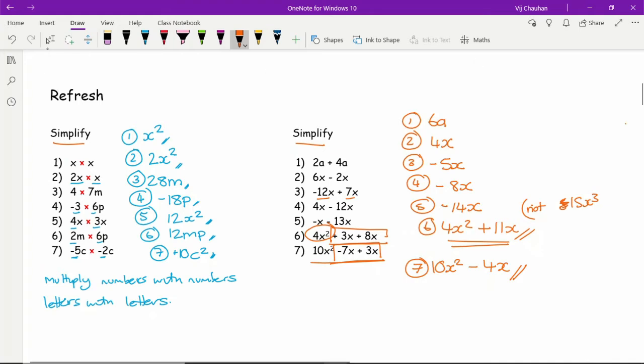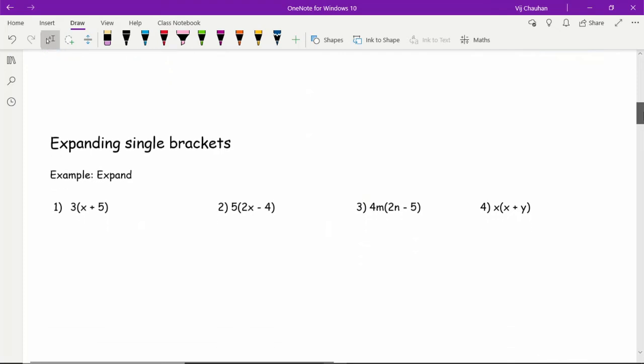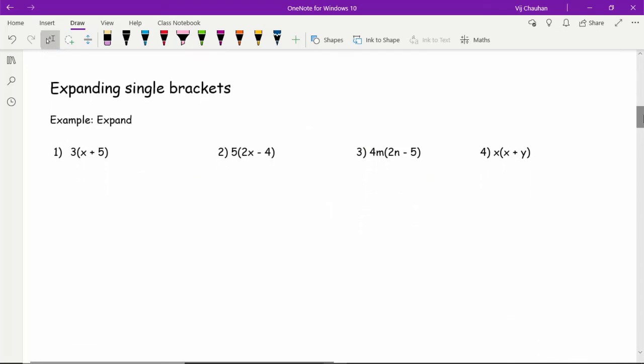So moving to our main topic of expanding single brackets. Again, it's worth just refreshing what we know here. Now, I'm going to introduce the grid method and the loop method for these particular questions. So I'm going to do 2 sets. The first thing I'm going to do is use the grid.